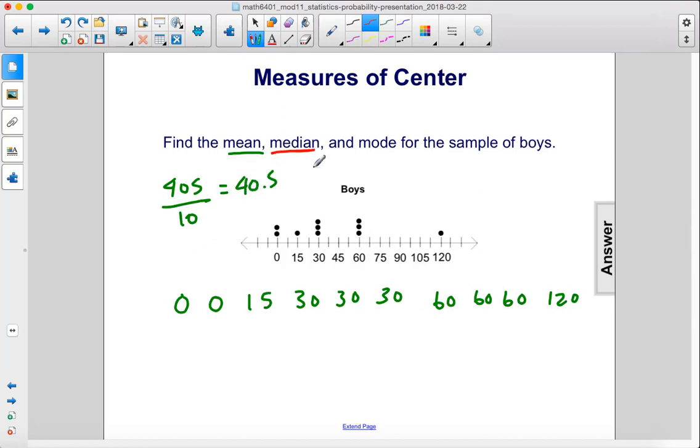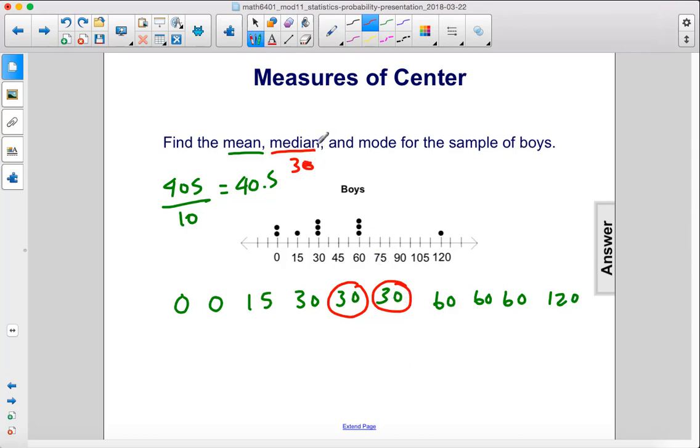The median is going to be the middle value. So when you line them all up from lowest to highest, we get 30 and 30 are both in the middle because there's an even number. So the median is 30 because you would just take the average of these two. And the average of 30 and 30 is 30.